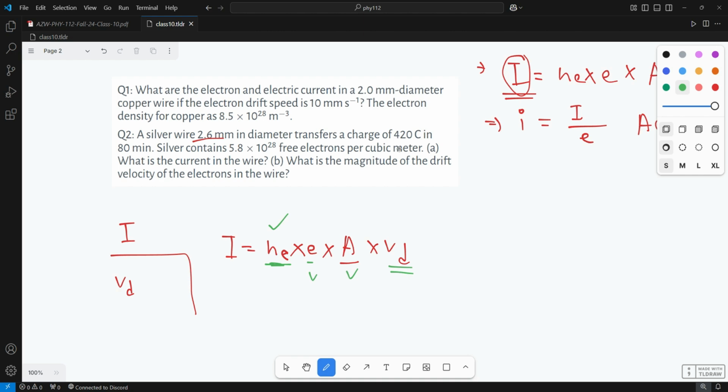Here we can see that it is mentioned that 420 coulomb charge is transferred in 80 minutes, right? So we have to use this information and find the current. And secondly, it asks for the magnitude of drift velocity, which we can find out if we find the value of I.